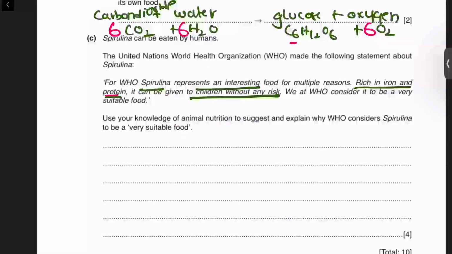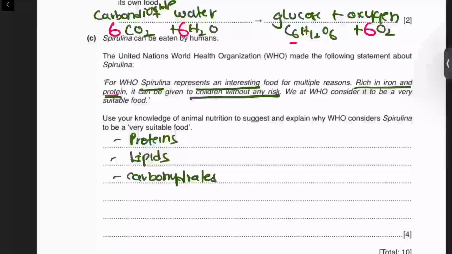Right. So the first thing they're asking you is, do you know if iron is necessary or not in your diet? It is. They're asking you, is protein necessary or not? Let's do a quick revision of the main food groups. We have proteins. We have lipids. Carbohydrates. So these are the main biological molecules.